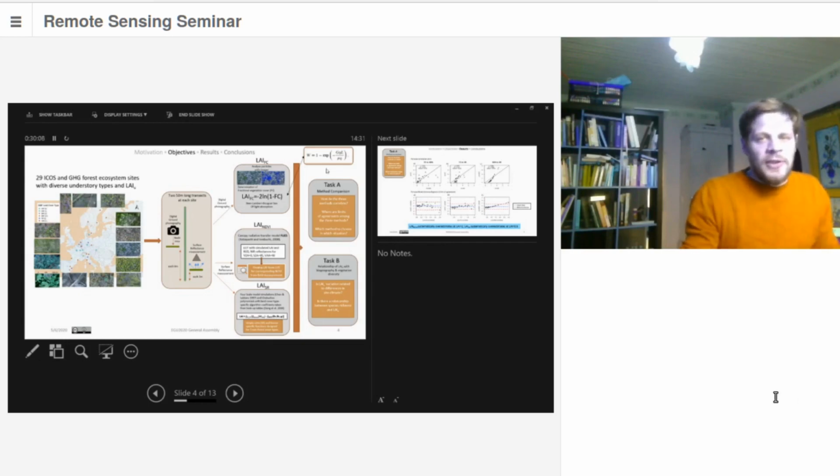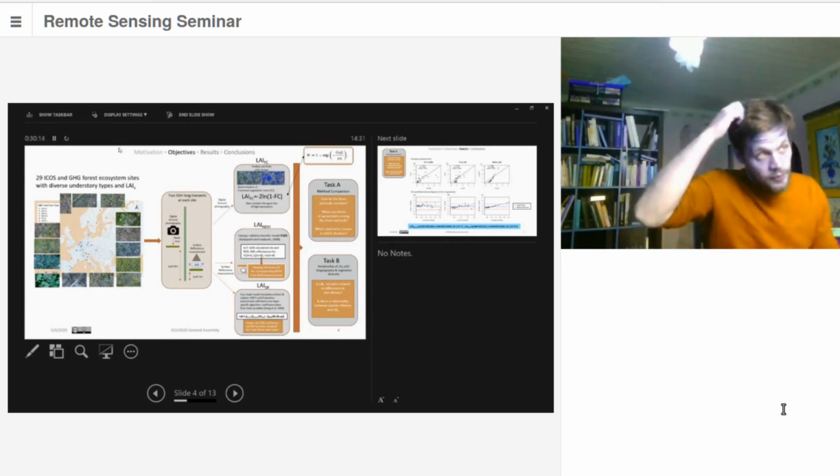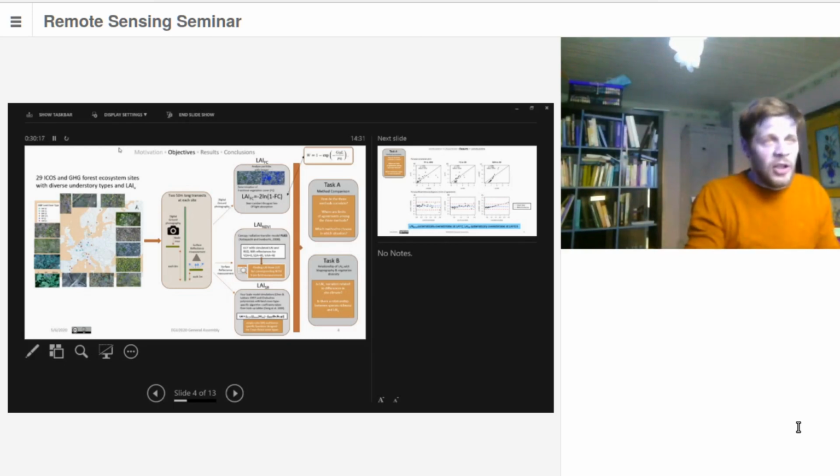And then we developed two tasks for our project. The first task was, we wanted to know how these three methods correlate, and where are the limits where they agree and where are the limits where they disagree. This is important when you make recommendations to people that want to determine leaf area index at their sites, like in these ICOS sites. When they are not used to leaf area index as a biological quantity, we wanted to know whether it makes a difference if you use one or the other method at specific leaf area index ranges, for example.